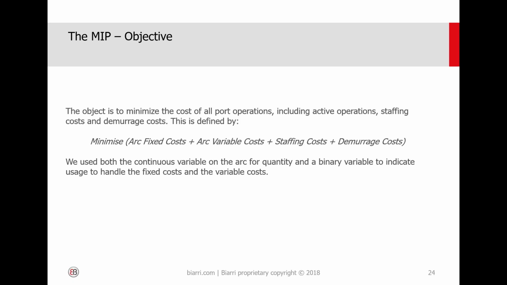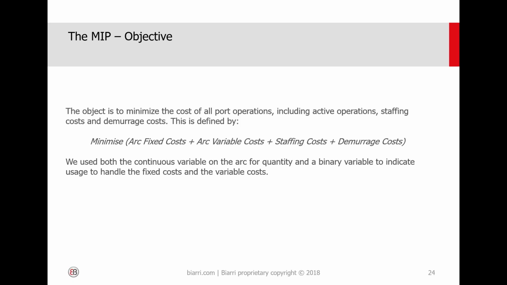And what those arc fixed costs are is things like there's a fixed cost just simply to use an arc, to use a conveyor belt between 2 locations. And you just have to pay that every time you switch that conveyor belt on. But there's an arc variable cost as well, and that is due to things like the amount of grain or product on a conveyor belt requires a different amount of electricity to drive it and a different amount of other aspects of the port facility to actually manage that. So there are variable costs.